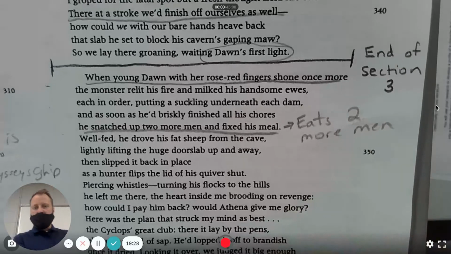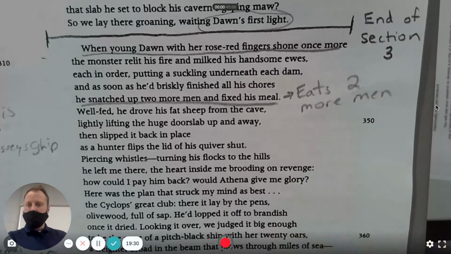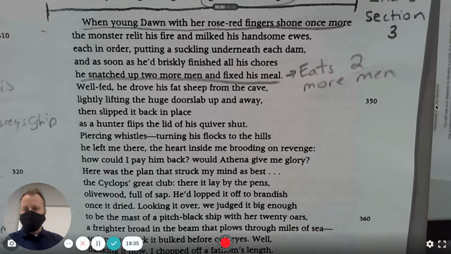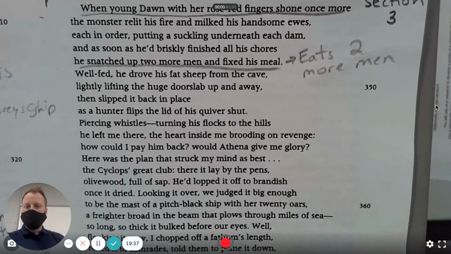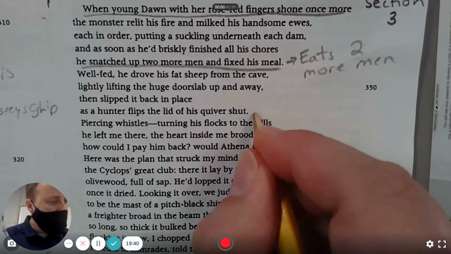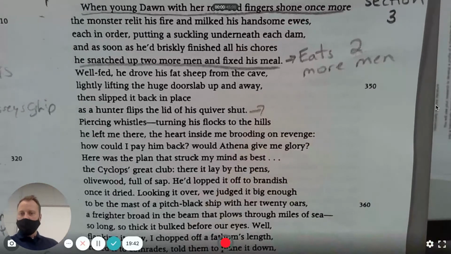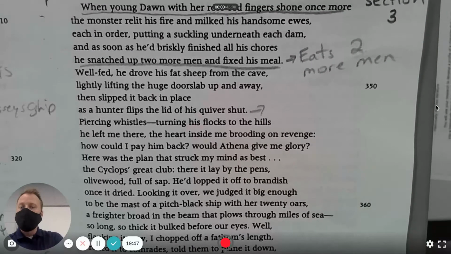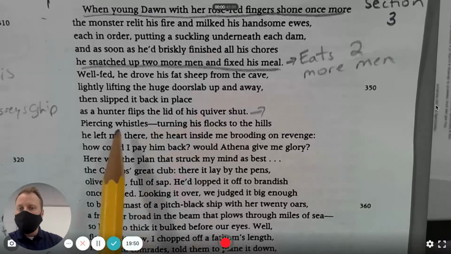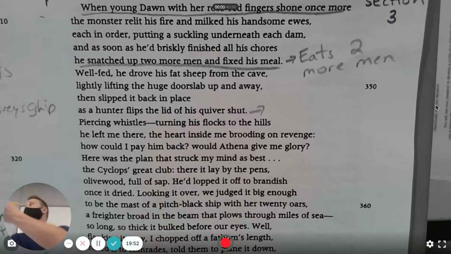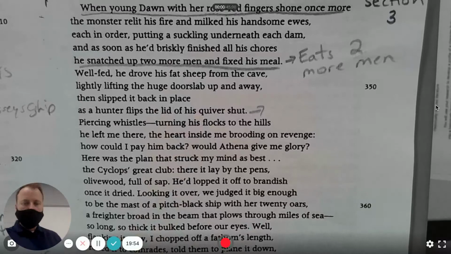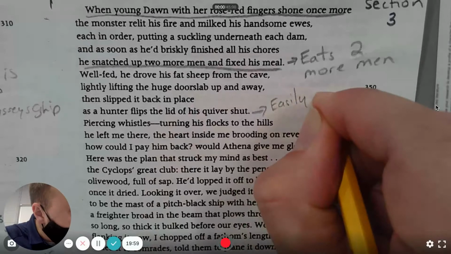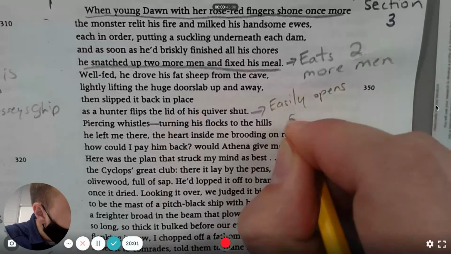"Well fed, he drove his fat sheep from the cave, lightly lifting the huge door slab up and away, then slipped it back in place, as a hunter flips the lid of a quiver shut." So basically, was it very hard for the Cyclops to open and close the door? No, it wasn't. It wasn't hard for him because he's lightly lifting the huge slab up and away. Now, for a human, it would be incredibly difficult, but he easily opens the giant door.